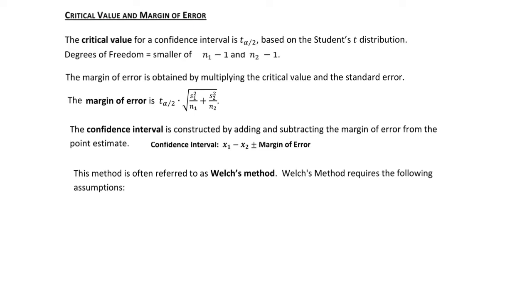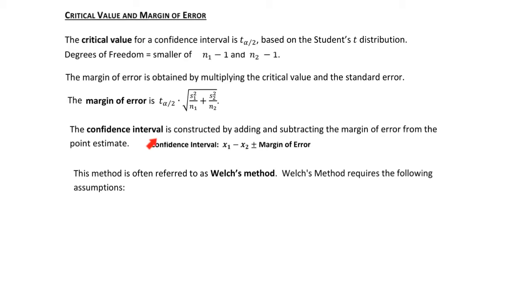Critical value and margin of error. The critical value for the confidence interval is t alpha over 2, based on the Student t distribution. Degrees of freedom will be the smaller of n1 minus 1 and n2 minus 1. And the margin of error is obtained by multiplying the critical value and the standard error. So we already found the standard error, and we multiply that with the critical value.